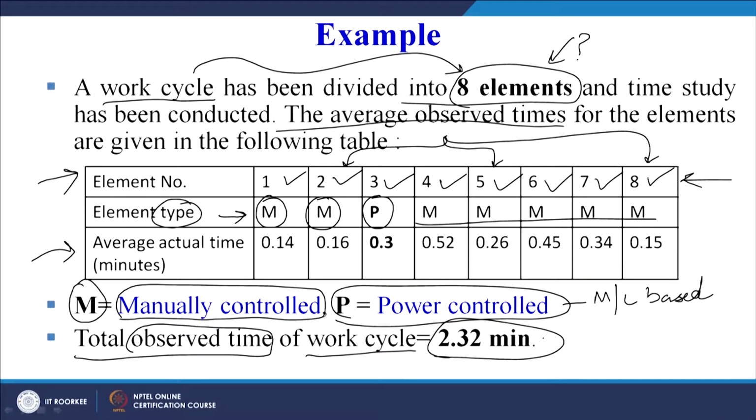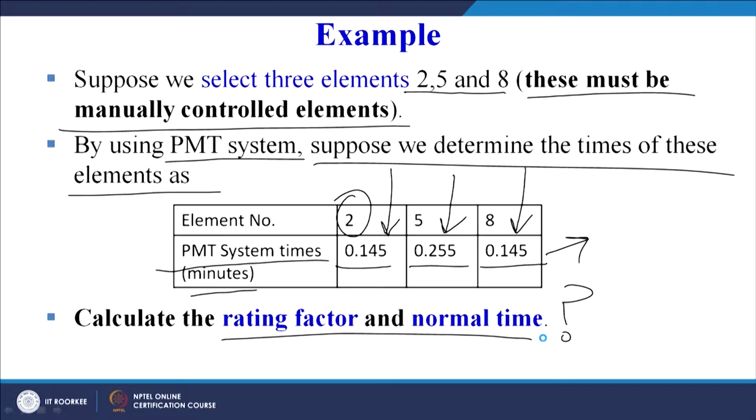So now what can we do? We can do this problem by calculating the rating factor for these 3 elements, and then we can take an average rating factor and multiply it with the observed time, which is given in the previous slide. If I remember, it is 2.32. So 2.32 minutes is the total observed time. So we can multiply this with the rating factor and calculate the normal time.